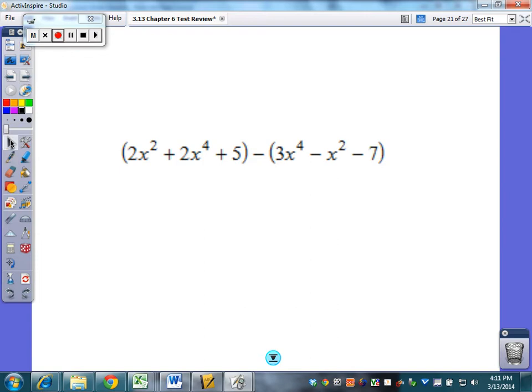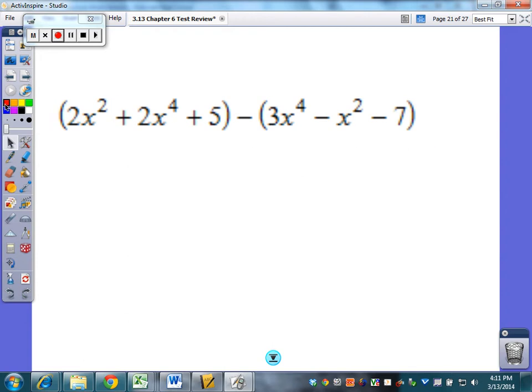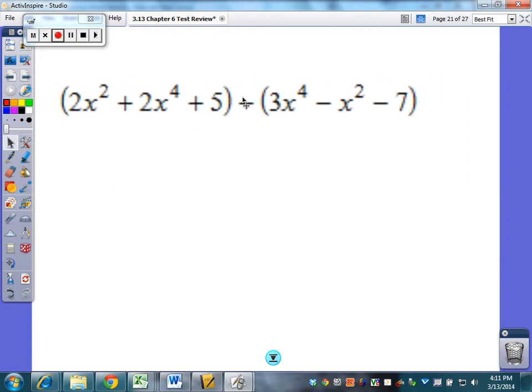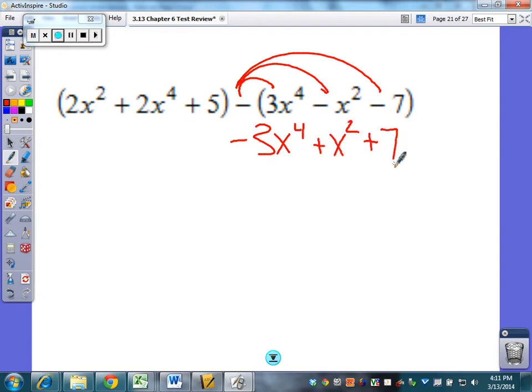Quintic trinomial. Okay, adding polynomials. All we're doing here is, because we're subtracting them, I like going ahead and just distributing this negative. So we have minus 3x to the 4th plus x squared plus 7. And then we have this 2x squared plus 2x to the 4th plus 5.